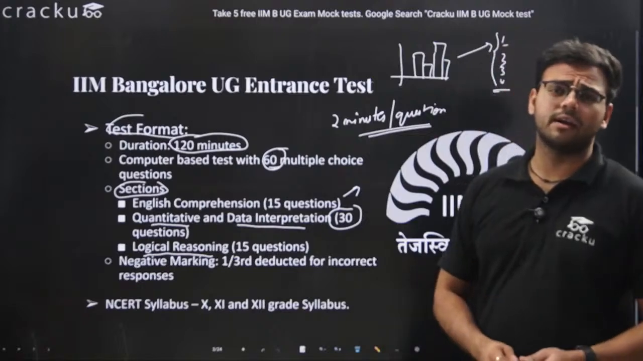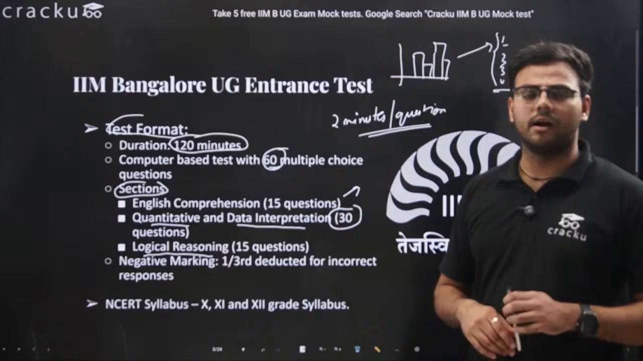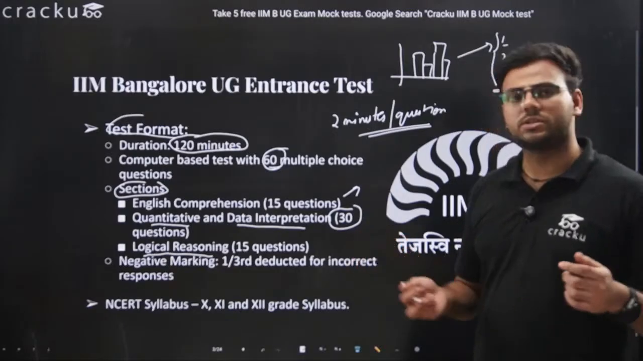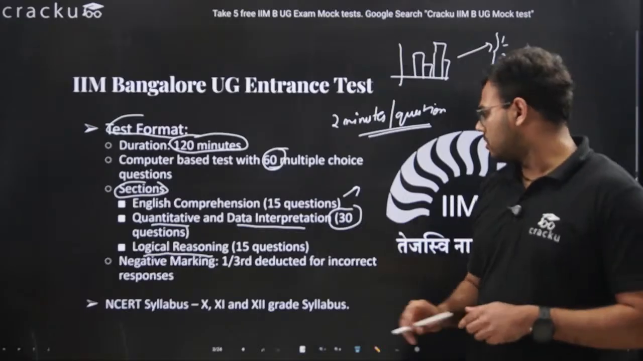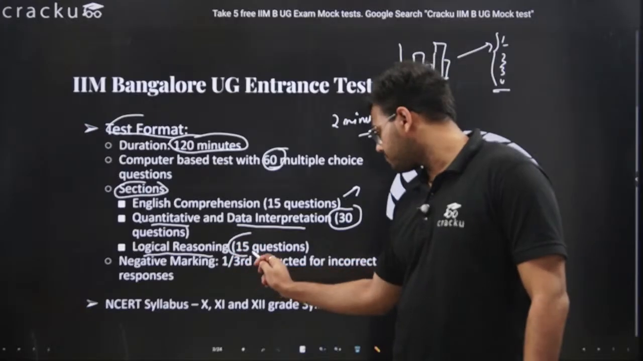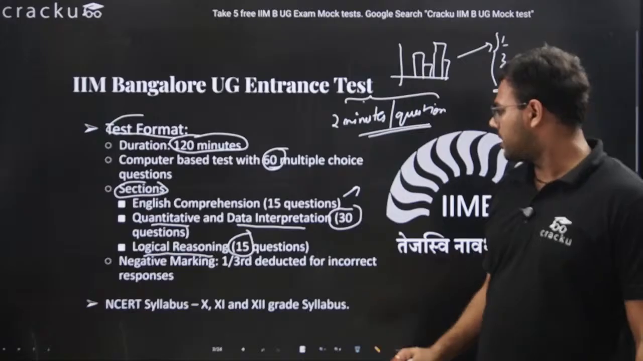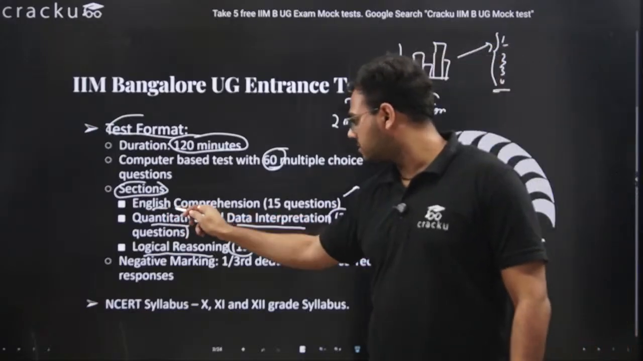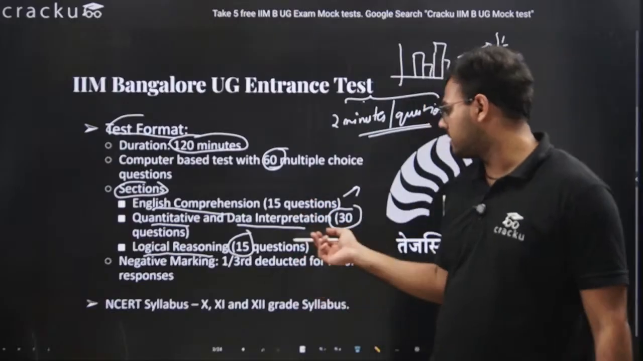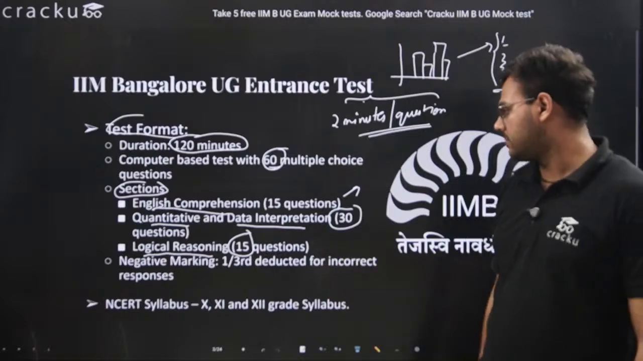All the questions like linear arrangement, circular arrangement, or questions like routes and networks, puzzles. There are many kinds of questions in logical reasoning, and you can expect all of these. There are 15 questions. Roughly, as I said, 2 minutes per question should be your goal, but you can save some time in English comprehension. You can solve these 15 questions in 10 minutes, and you can save some extra time for quantitative and data interpretation or the logical reasoning part.